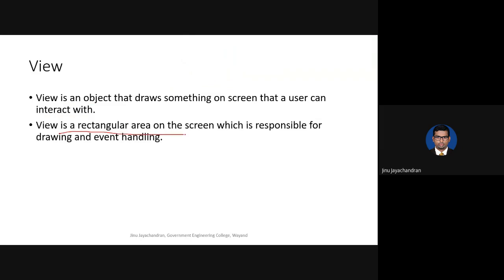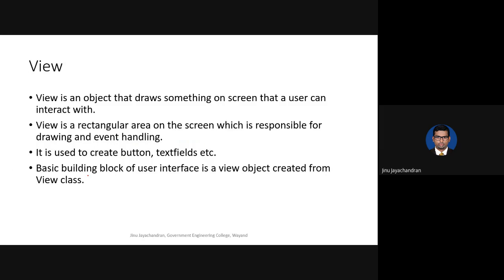A view is a rectangular area on the screen which is responsible for drawing and event handling. It is used to create buttons, text fields, etc. A text field is where you want to type, and a button is what you press, for example to submit. The basic building block of a user interface is a view object created from the View class. When you create an Android application with a user interface, you need to inherit the View class and create a view object. Using the view object, you can create the user interface.